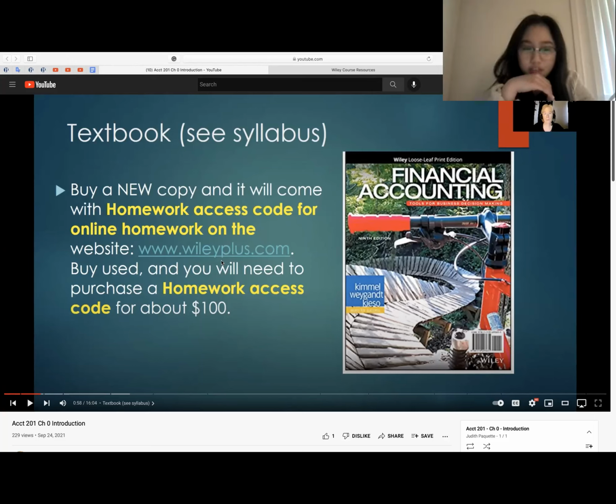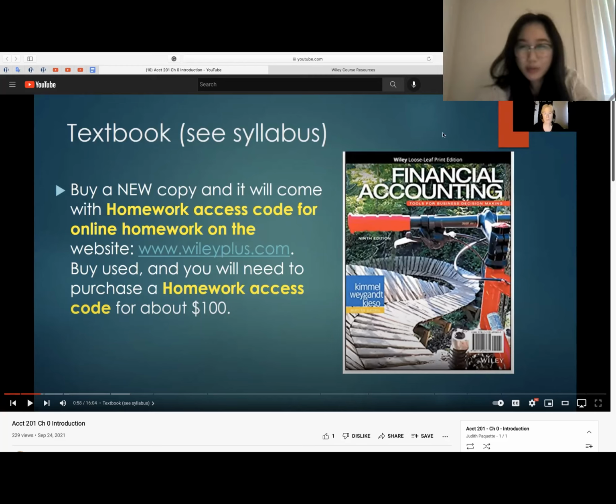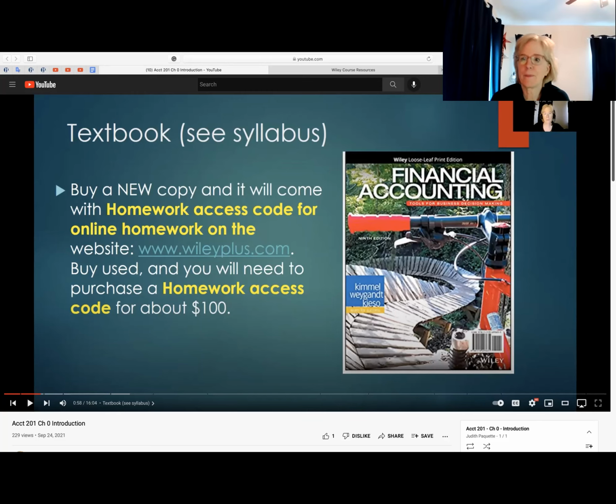Now, if you did not buy your book at registration, you either opt in or you opt out. Okay, you opted in, am I correct? Yes. So it just took me directly to the Wiley Plus book? Yeah.